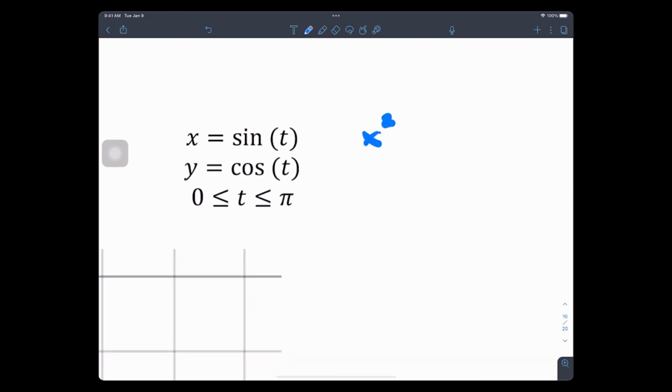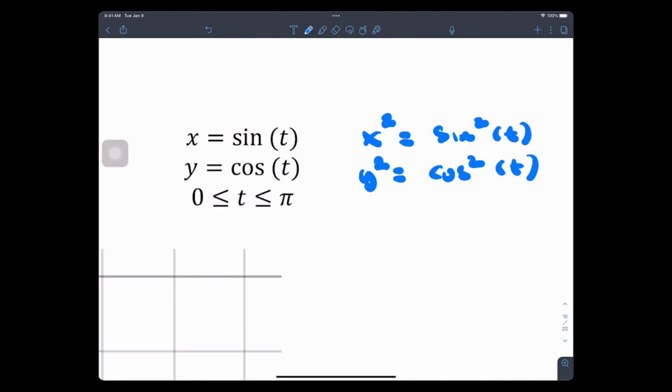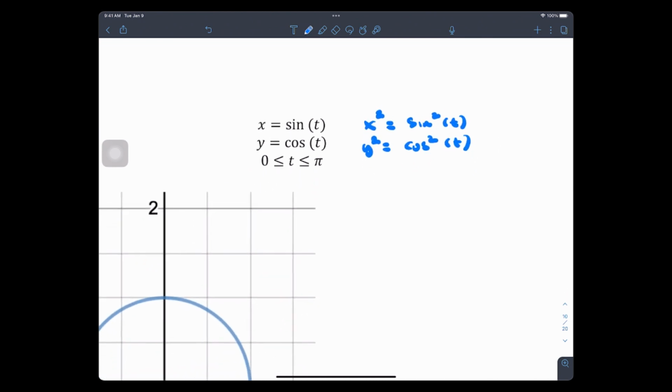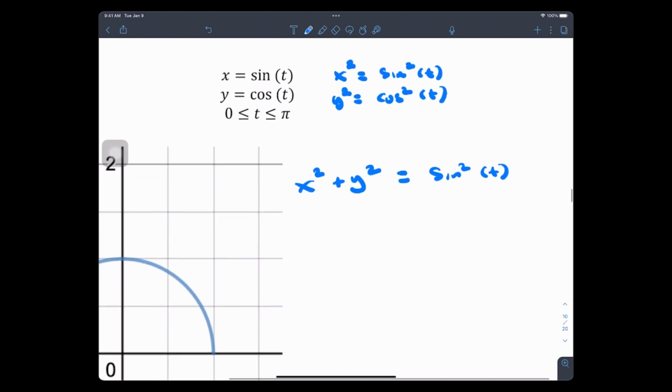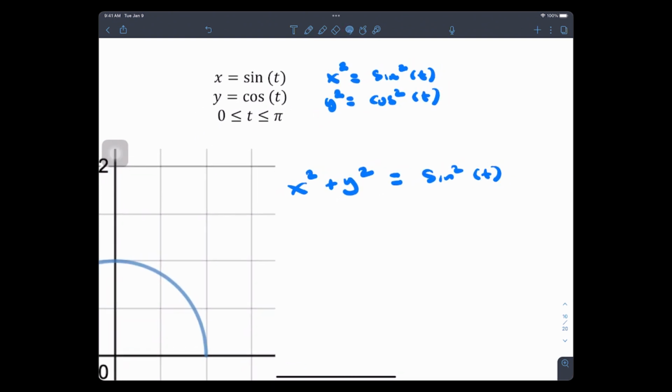You square both sides. Would you get x squared is what? Sine squared t. You square both sides for y. Y squared is cosine squared t. Square both sides for the x and y equations. And then what do you think you do? x squared plus y squared equals, what do you get? Sine squared t plus what? Plus cosine squared t?